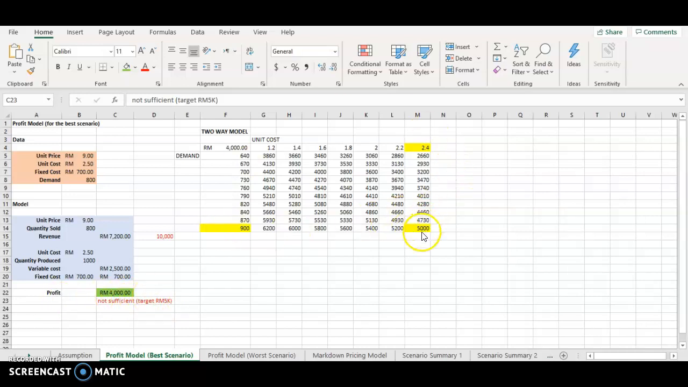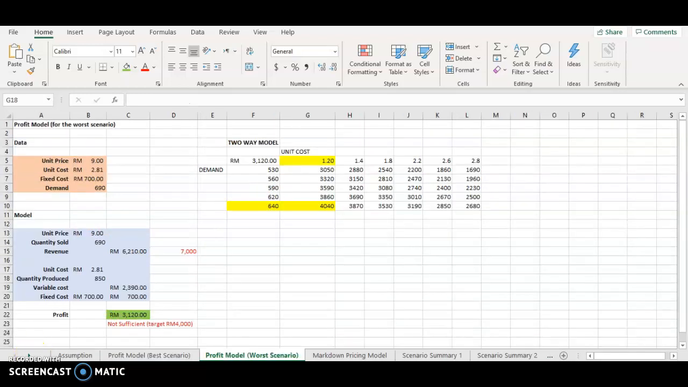Where from here we can see that I got the 5,000 ringgit for the profit from 4,000 have been produced by increasing the demand. The demand that I have before is 800, and for the unit cost now is 2 ringgit and 40 cent, where before is my unit cost is 2 ringgit and 50 cent. The unit cost is lower, and as for the demand is higher. To increase the demand, I need to increase the marketing. For the unit cost, I need to reduce more than before.